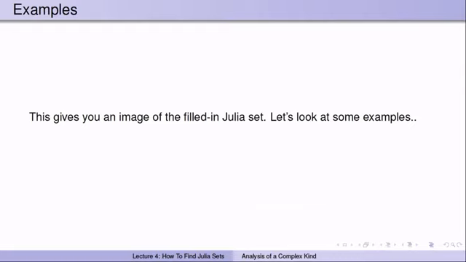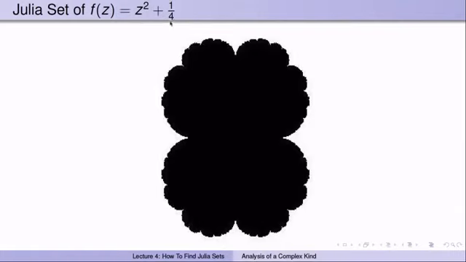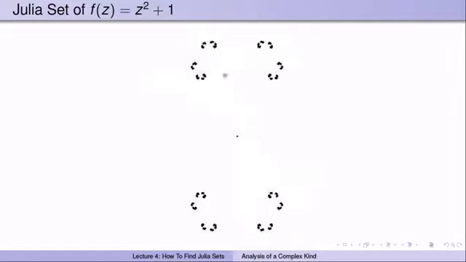This gives you an image of the filled-in Julia set. Let's look at some examples. Here you can see the filled-in Julia set for z squared minus 1. That's the function we were looking at earlier. Here's the filled-in Julia set of z squared plus 1/4, so c is equal to 1/4. It looks quite different from the previous filled-in Julia set. Here's the other one, the one of z squared plus i. It looks quite different yet again. And here you can see the Julia set of z squared plus 1. It's a bunch of disconnected little pieces all over the place.